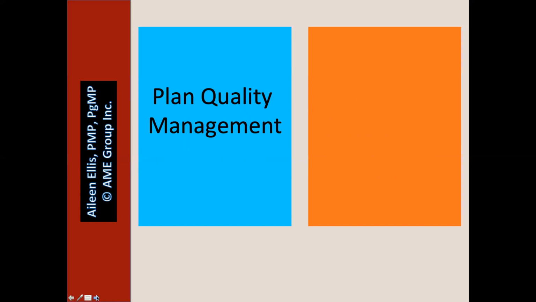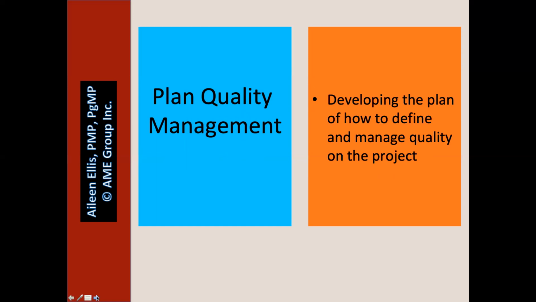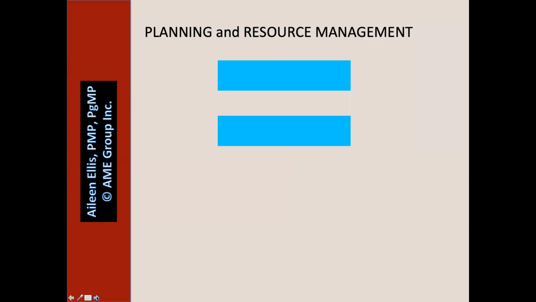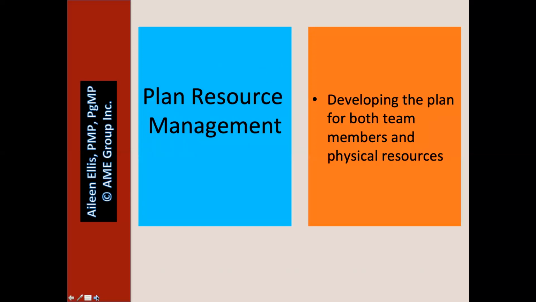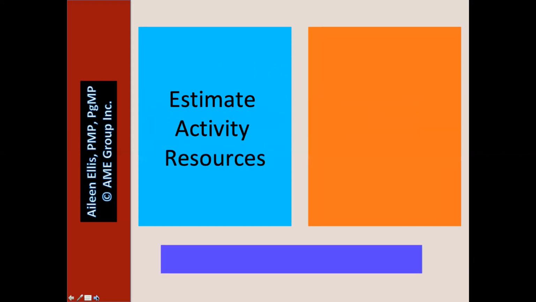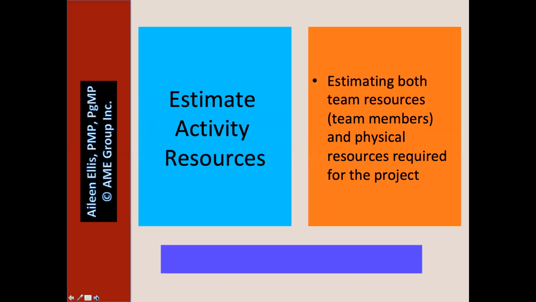Plan cost management, developing the plan of how to define and manage quality on the project. Planning and resource management, there's two processes: plan resource management, estimate activity resources. Plan resource management, developing the plan for both team members and physical resources. Estimate activity resources, estimating both team resources, meaning team members, and physical resources required for the project.